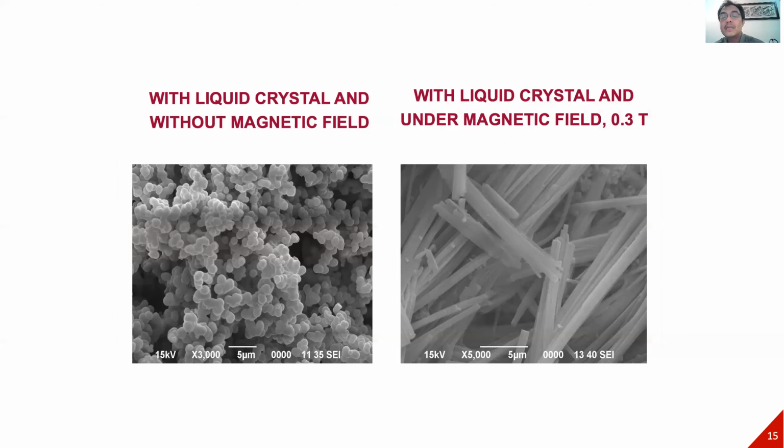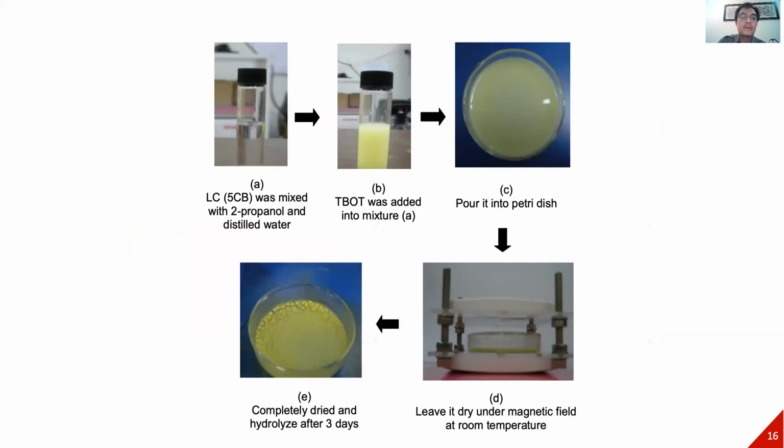This is the SEM image. We can see that with the magnetic field, we can see the alignment of the materials. This is the detailed step of the preparation of an aligned titania composite containing liquid crystal. It's very easy. Just mix the precursor of the titania, water and alcohol, and also the liquid crystal, placed under the homemade magnetic field apparatus.